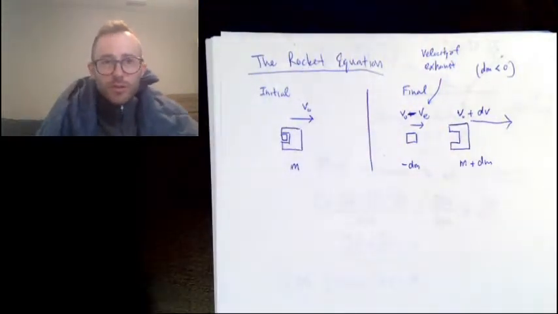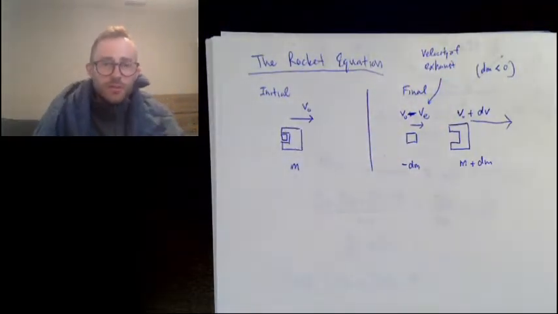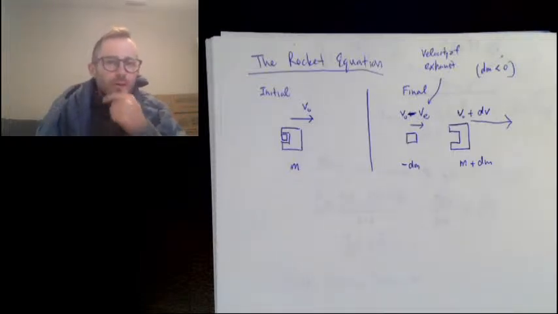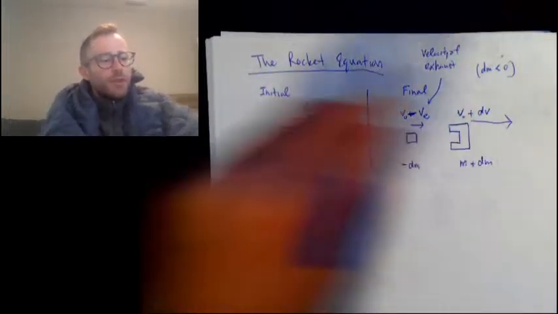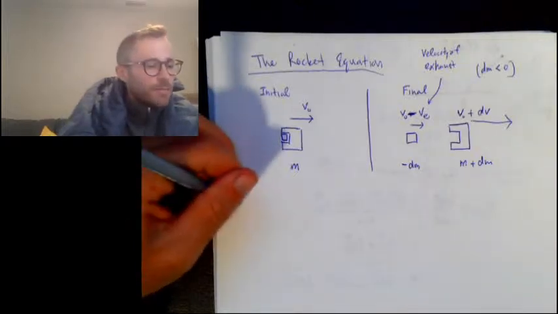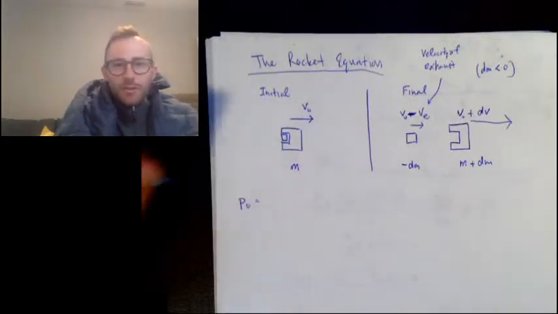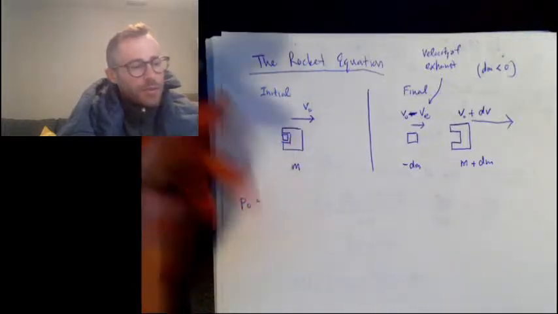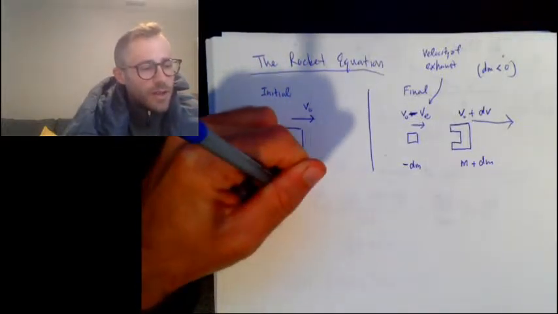Okay, so usually the exhaust is supersonic. So what we want to do is momentum conservation of this system. What is the initial momentum of this system? Well, initially we have a mass m moving at speed v naught. So the initial momentum is m v naught.